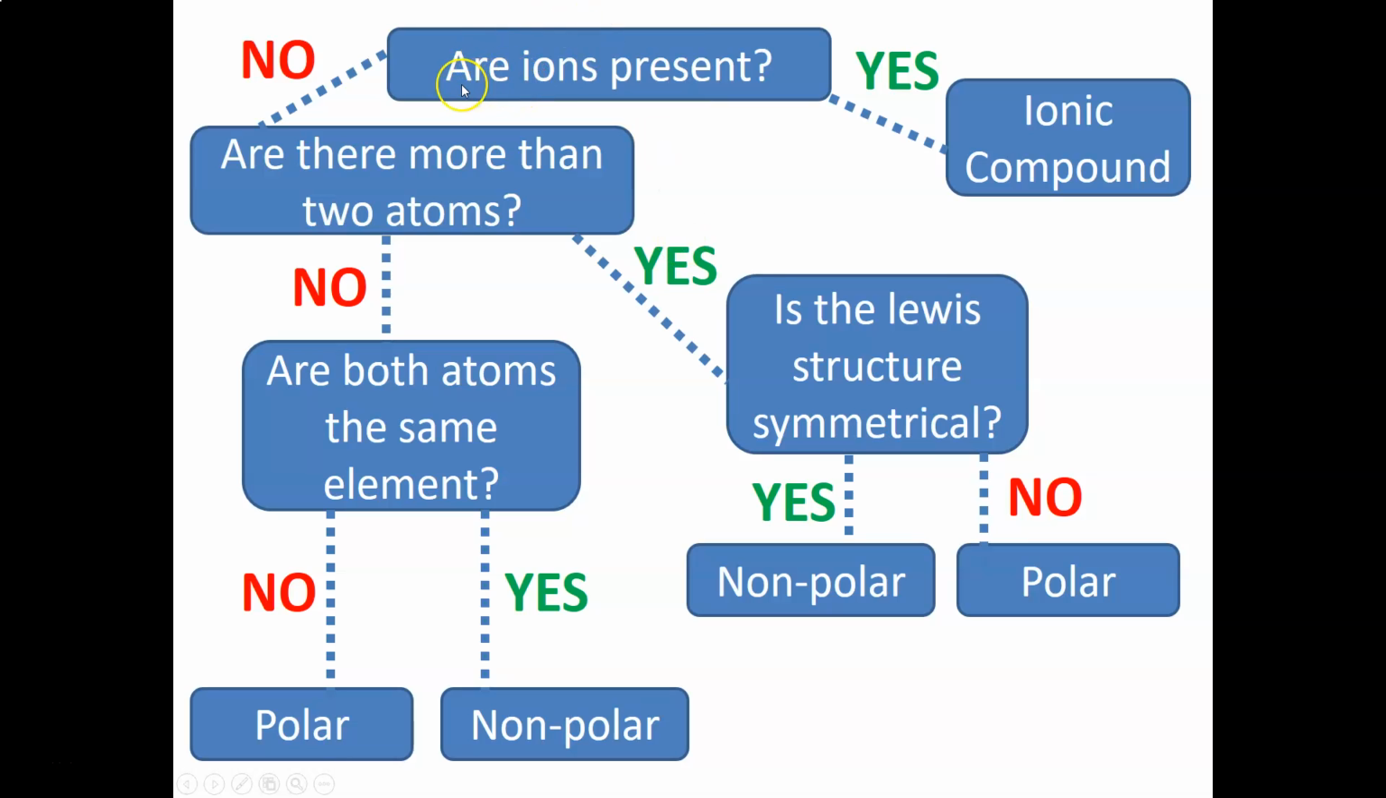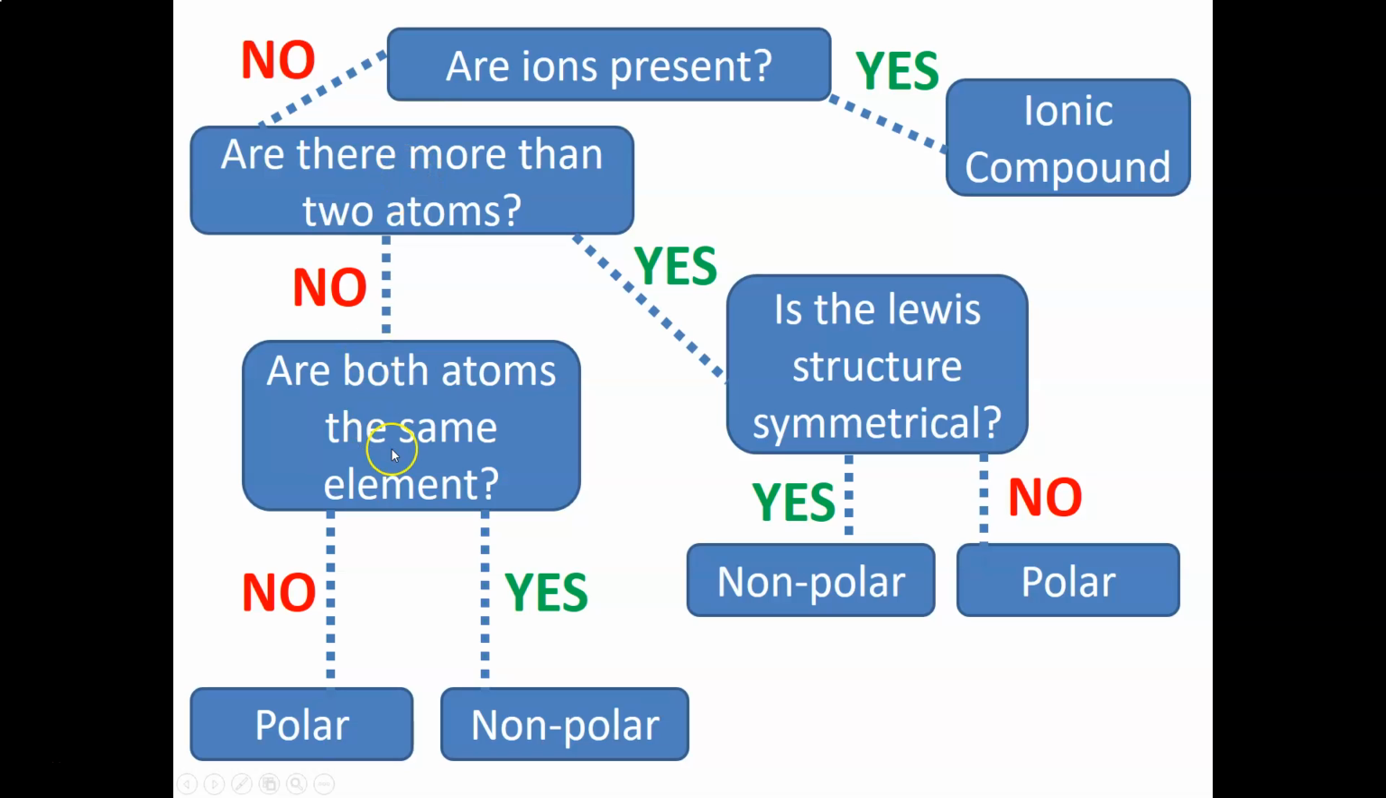So first question is, are there ions? Well, if there's ions, it's ionic and we're all done. There's no polarity. It's ionic. It's its own thing. Polarity is really only for the covalent molecules. So if there's no ions, then it's covalent. Next question, are there more than 2 atoms?